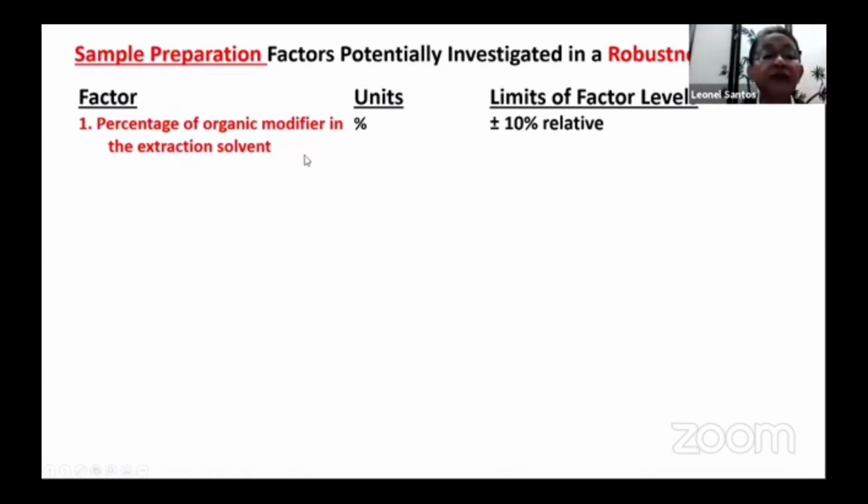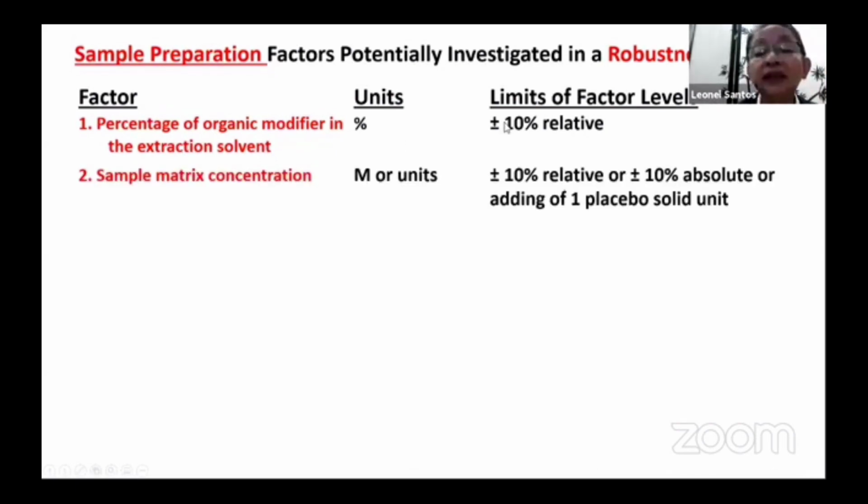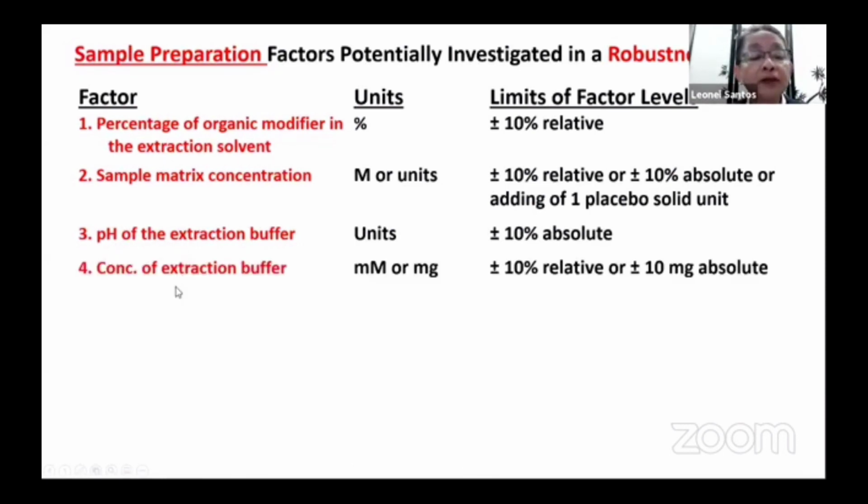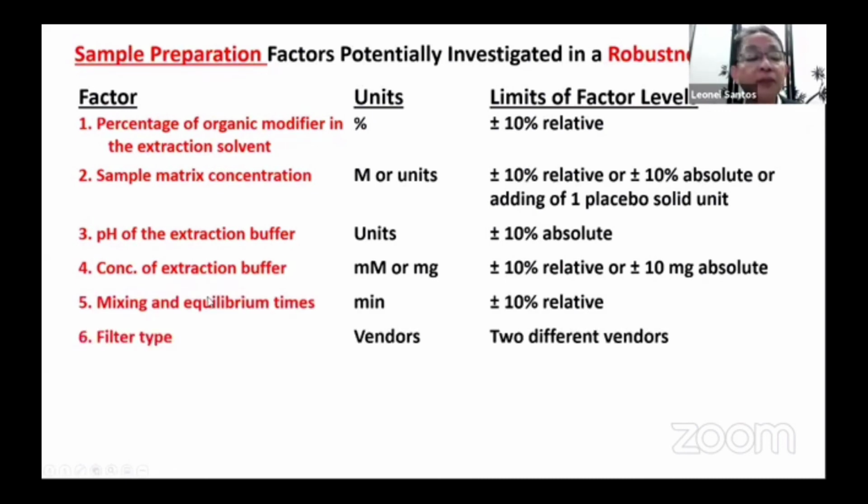Percentage of organic modifier, for example, you can adjust, and there's also a suggested limit factor level. Sample matrix concentration, you can make this adjustment. pH of the extraction buffer, concentration of the extraction buffer, mixing equilibrium time. There are many of these factors that are listed in this table.